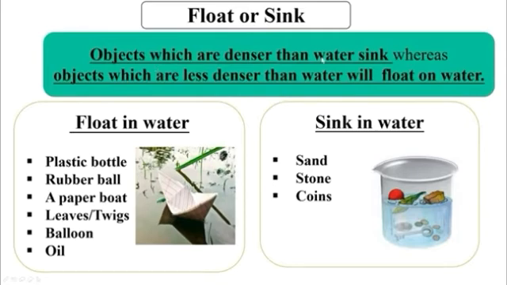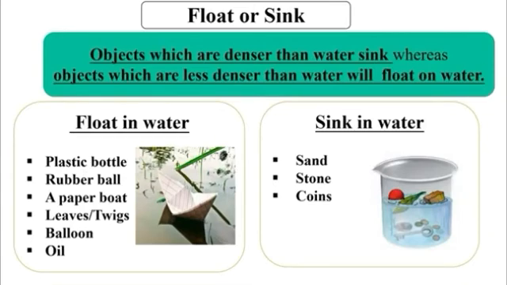So the last property which we need to study is transparency. Based on transparency, materials are divided into three categories: transparent, opaque and translucent. Those substances or materials through which things can be seen are called transparent. Examples are glass, water, air and some plastics, right?